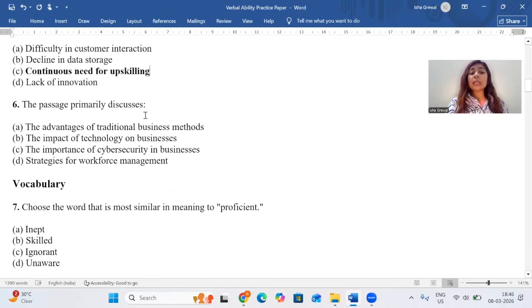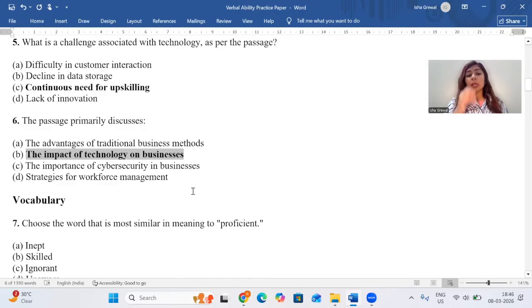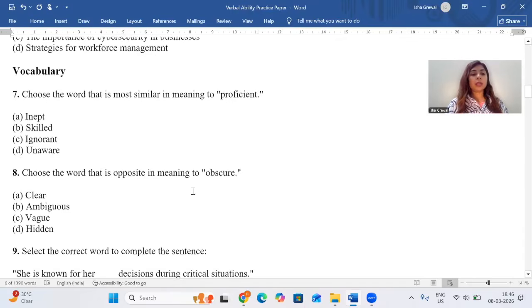Okay, the passage primarily discusses, what is it discussing? Advantages of traditional business methods, impact of technology on businesses, importance of cybersecurity, or strategies for workforce. No, it is talking about how technology has impacted businesses, both in negative and positive ways. So while solving reading comprehensions, always understand what is mentioned in the passage and do not overthink.